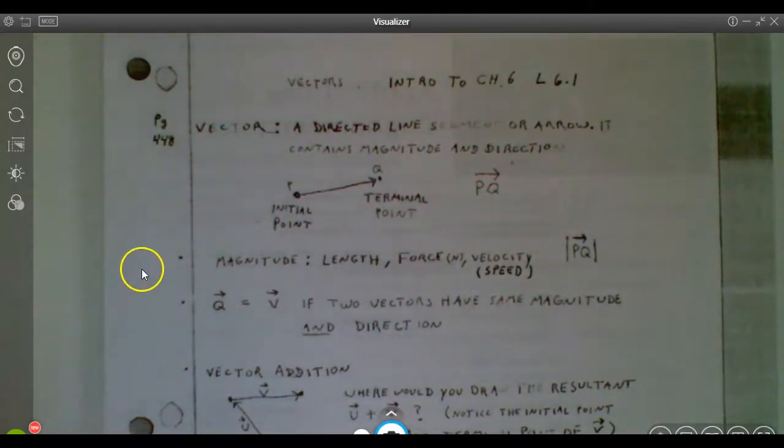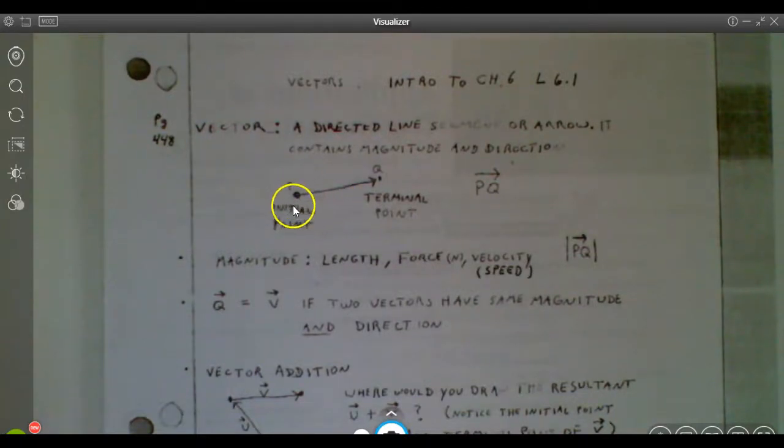vectors. So for those of you who have not seen vectors before, it is a directed line segment, or we would see it as like an arrow. If you look at this one right here, like an arrow, basically it goes in one direction. One of the qualities of a vector that you always hear is it contains two things. It contains magnitude, which is like its length, and direction. Those are the two characteristics of a vector.